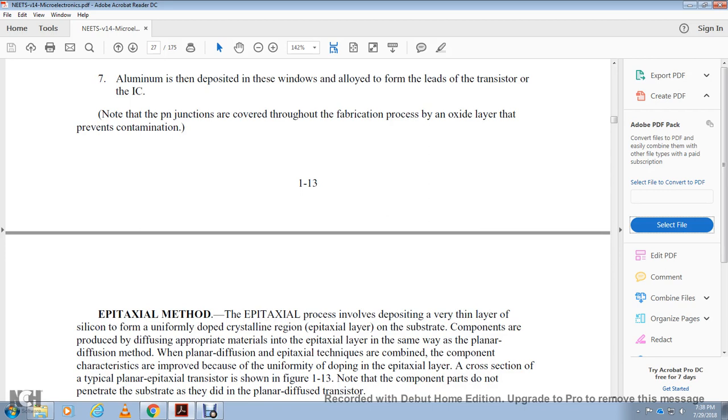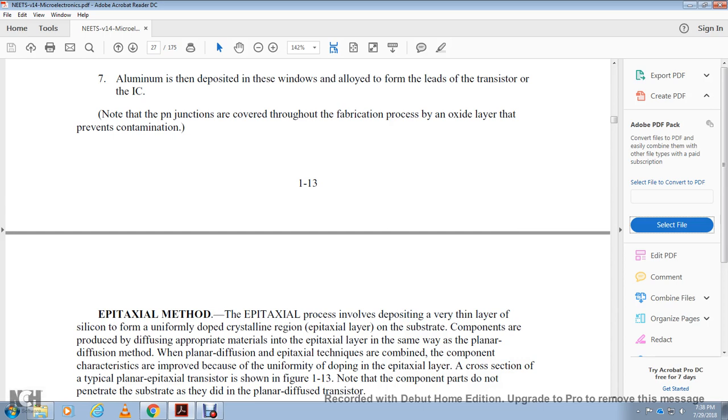The epitaxial process involves depositing a very thin layer of silicon to form a uniformly doped crystalline epitaxial layer on the substrate, with the components produced using appropriate material for the epitaxial layers, in the same way as with the planar diffusion method. The planar diffusion and epitaxial techniques are combined to improve the uniform doping of the epitaxial layer. The cross-section of a typical planar epitaxial transistor is shown in figure 113.